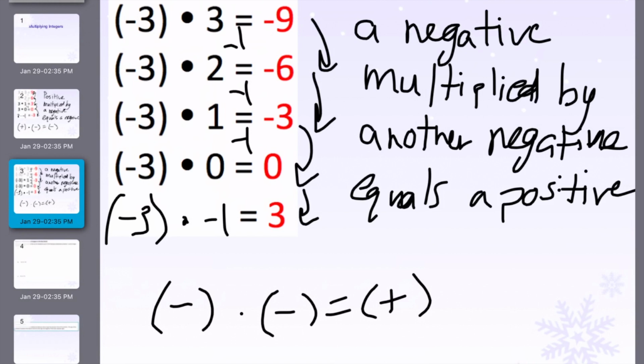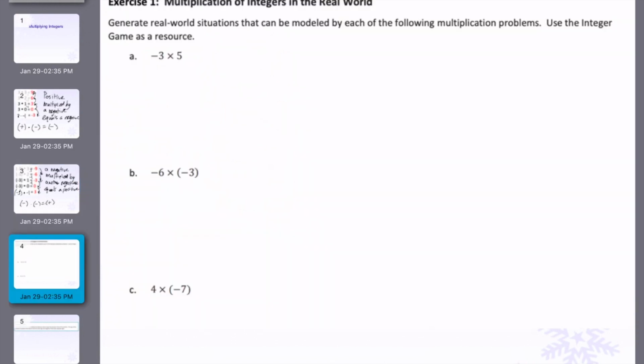So let's try to think about this in terms of some real world examples here. And this is going to be very similar to your exit ticket as well. Generate real world situations that can be modeled by each of the following multiplication problems. Use the integer game as a resource. That's just another game that you could have played. So negative 3 times 5.